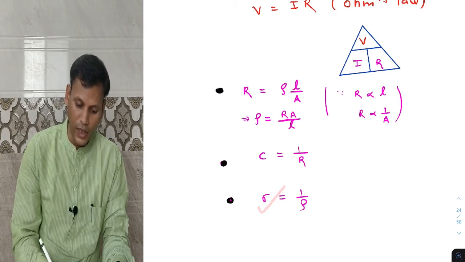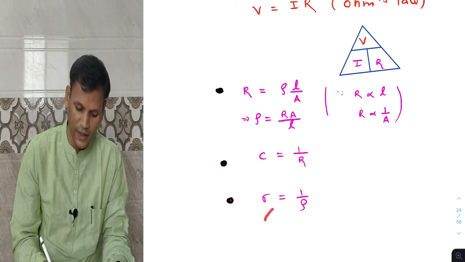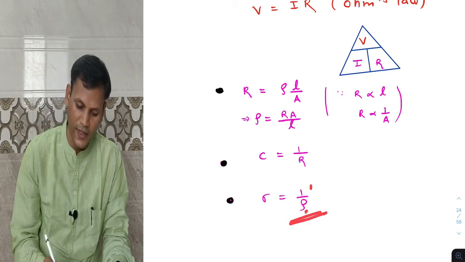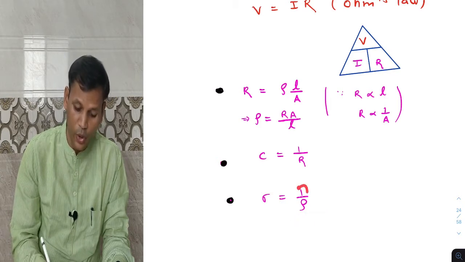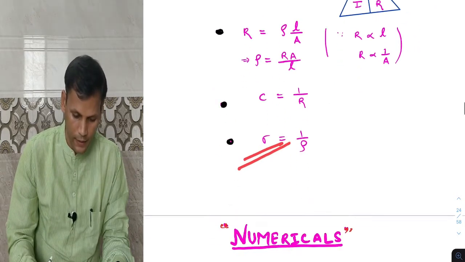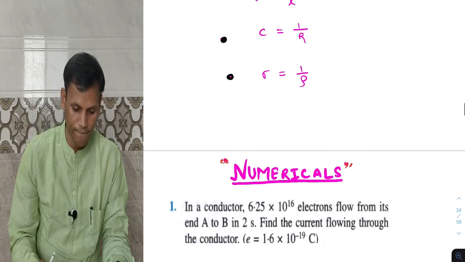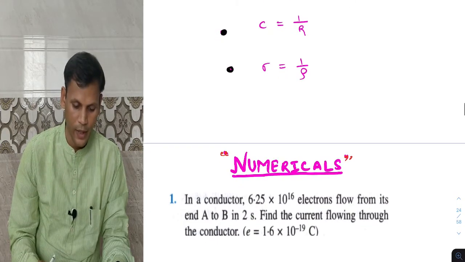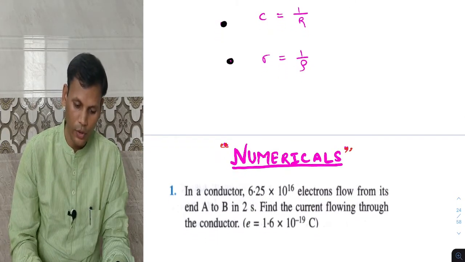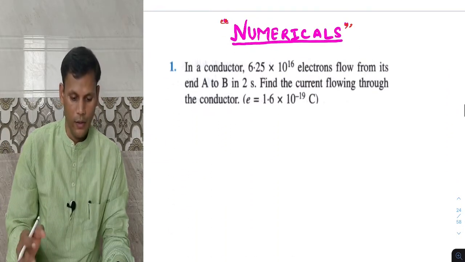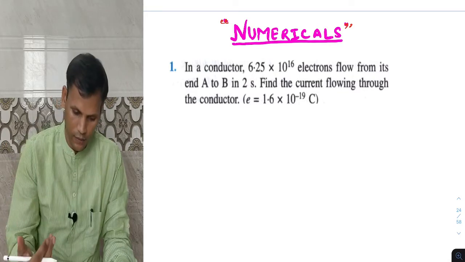Next, sigma is 1 by rho. Sigma is the reciprocal of resistivity, which is called conductivity. Now we can start the numericals. We'll start with the first question.